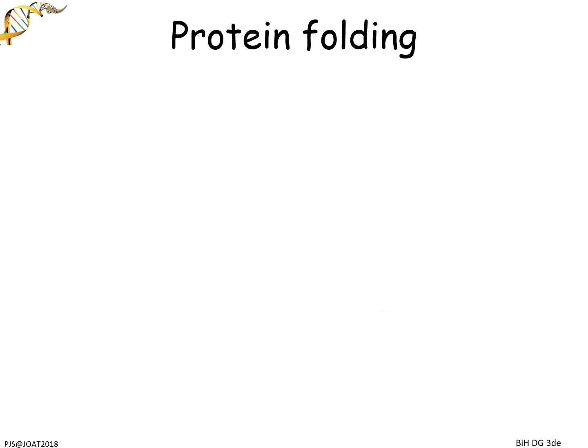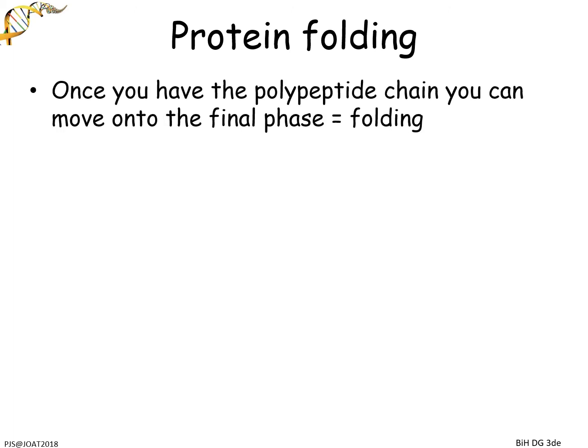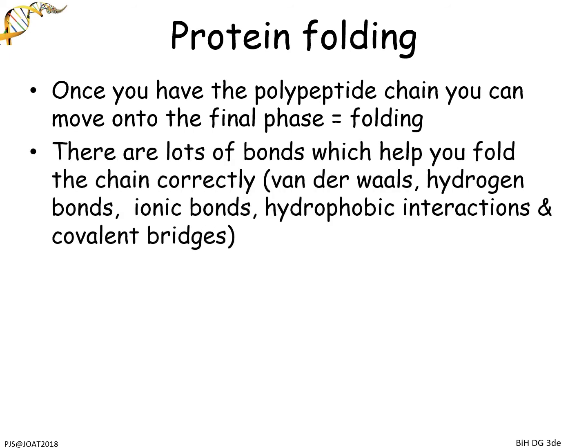Finally, once you've made your protein, we now need to fold the protein, and so this is to give it the actual shape that it's going to be able to do its job. And that folding is going to be stabilized by other bonds. Now you're expected to be able to give examples of other bonds that help you fold the chain.